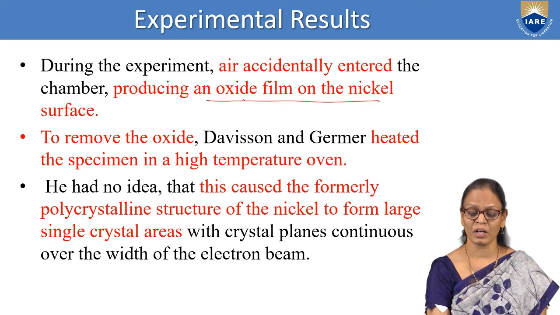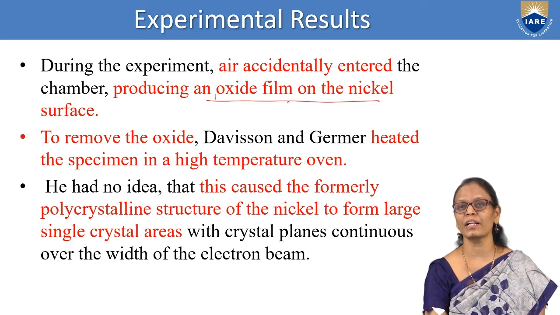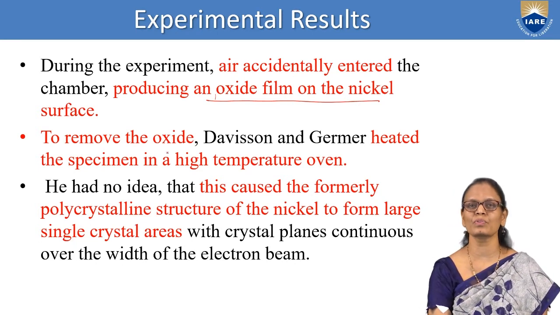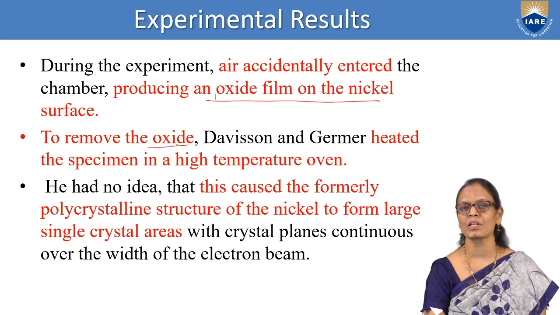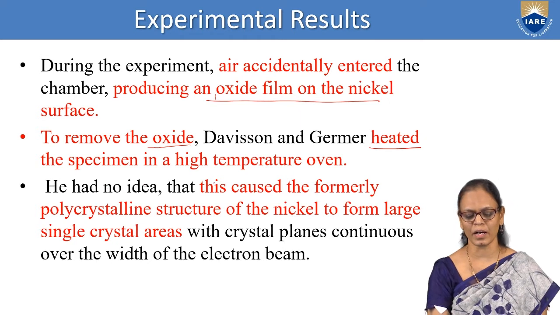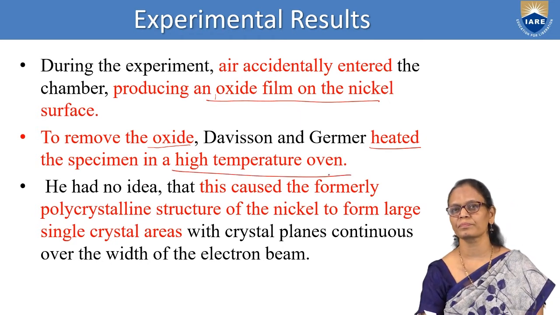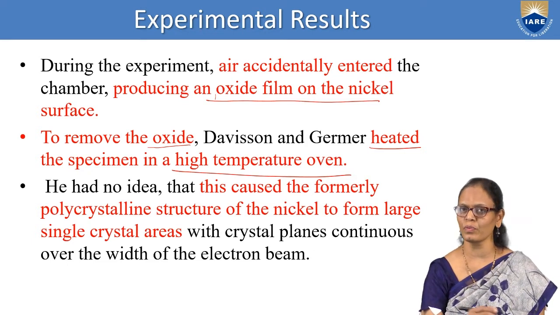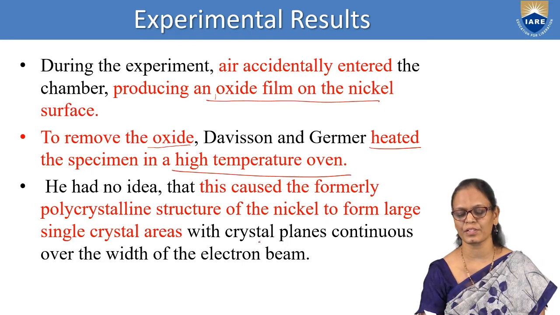Which made it very difficult for him to study the surface. So, he had to remove the oxide film that is formed. So, to remove the oxide film, what he did, he heated the specimen at a high temperature in an oven. So, he has to remove the oxide film and then continue with his experiment. So, in order to remove the oxide film, he heated the nickel plate in an oven at a very high temperature. But what happened because of this heating?